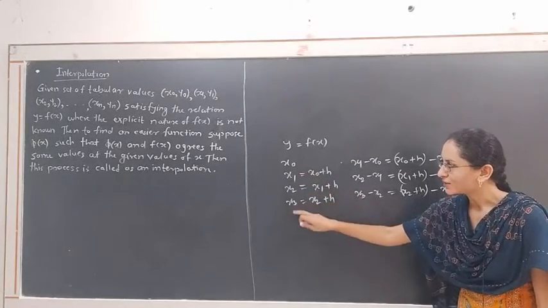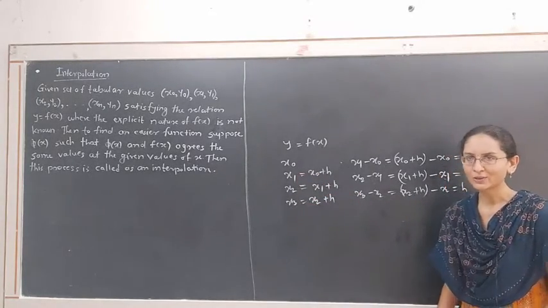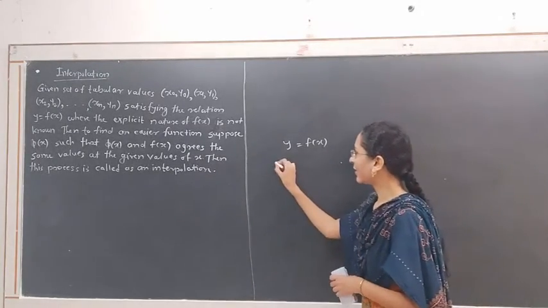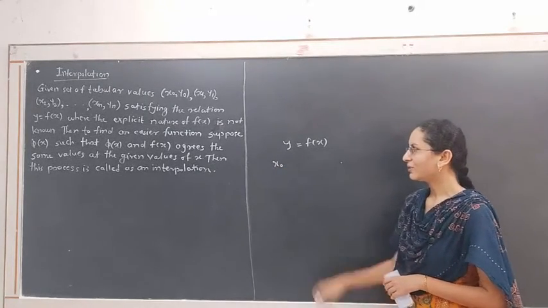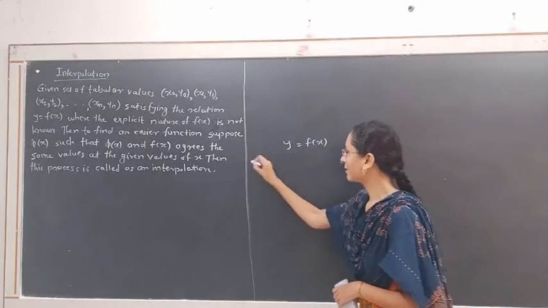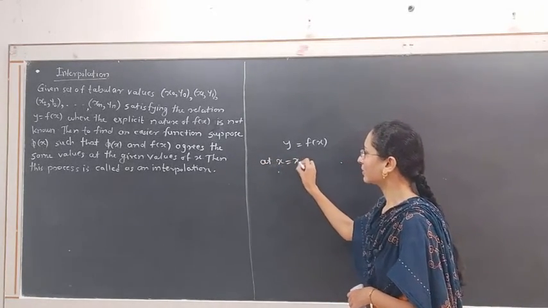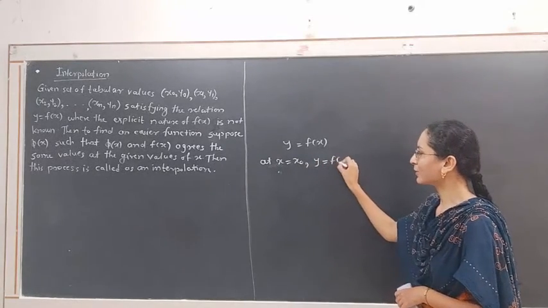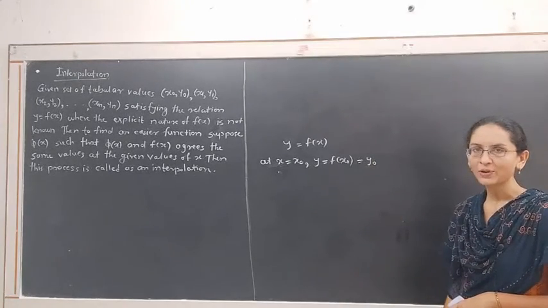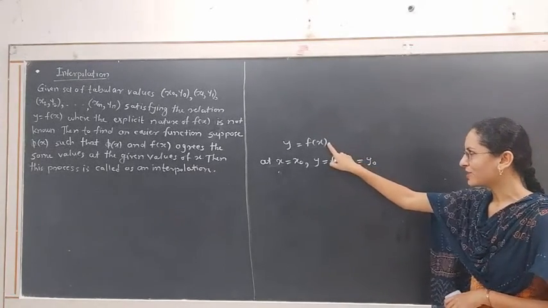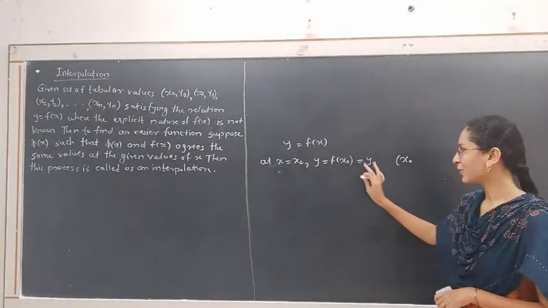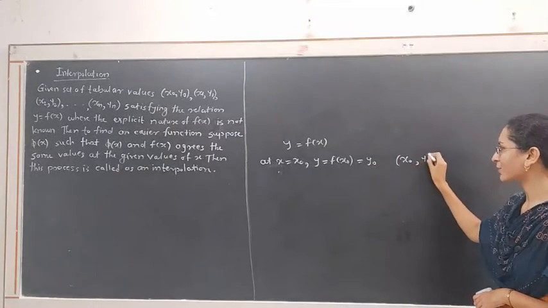For these given values, suppose there are n plus 1 values that are also called arguments. If we are given the value of x0, then we find the value of y corresponding to x is equal to x0. At x is equal to x0, we get y is equal to f of x0. Suppose this value is y0, meaning we have a point on the curve of this function. We have considered the value of x as x0 and obtained the value of y as y0.